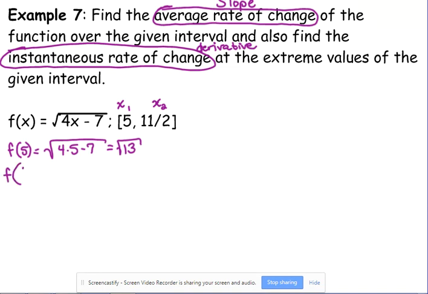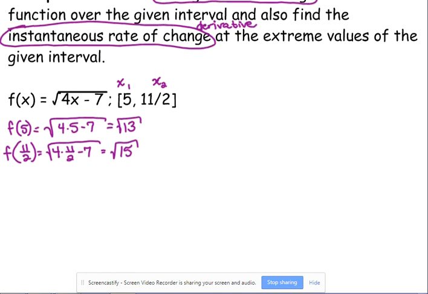Yes, they expect you to be able to deal with square roots, okay? And they also expect you to deal with fractions a lot. They love fractions, and you should too. 4 times 11 over 2, okay? 4 over 2 is 2. 2 times 11 is 22. 22 minus 7 is 15. So that's the square root of 15. So those are our y values.